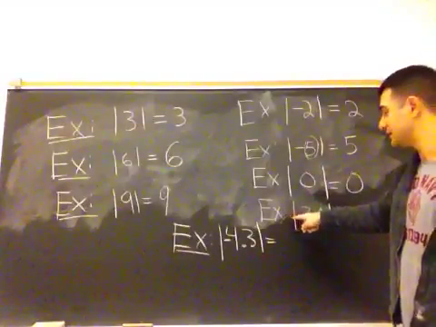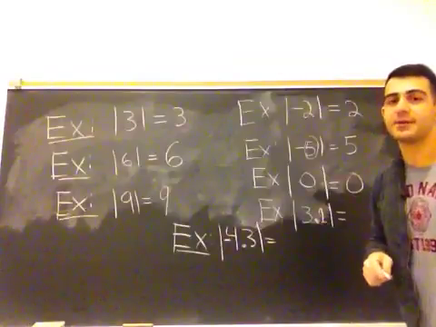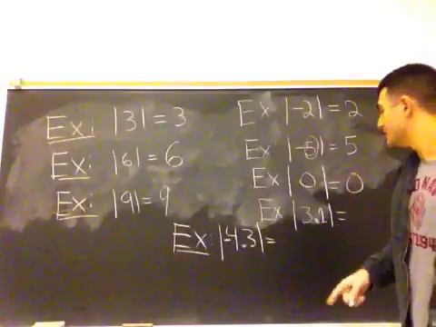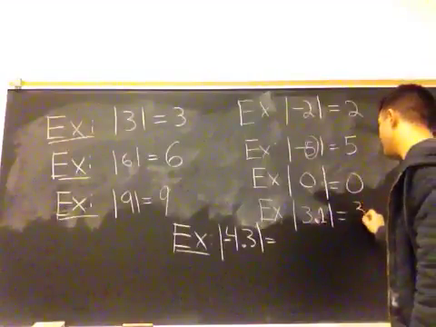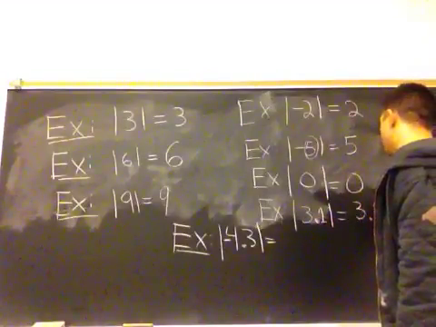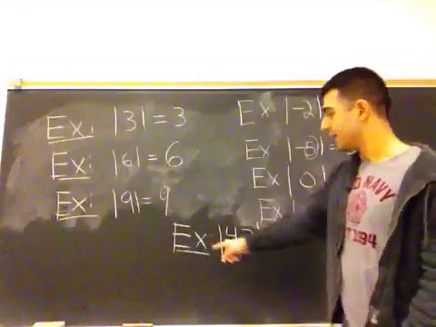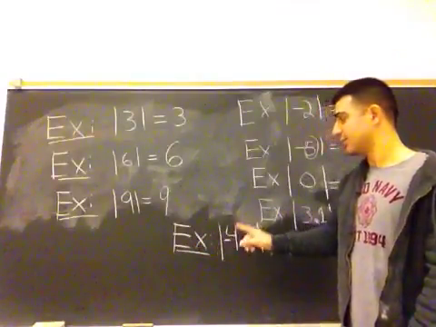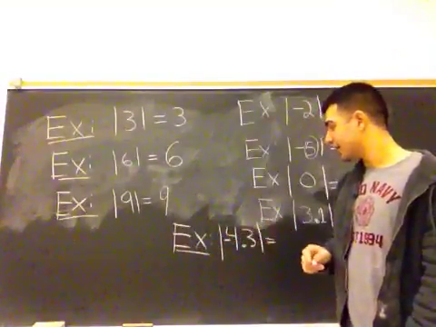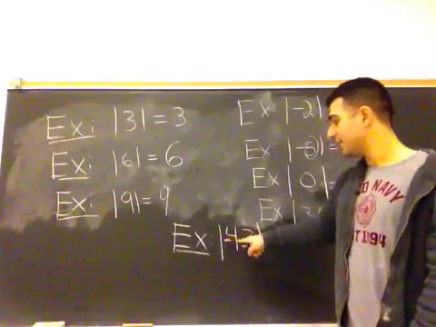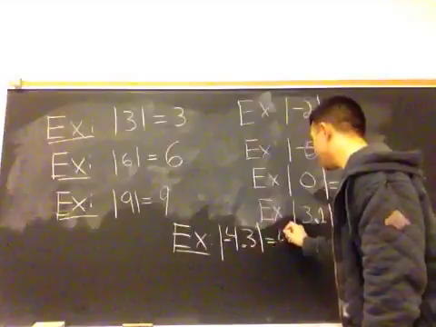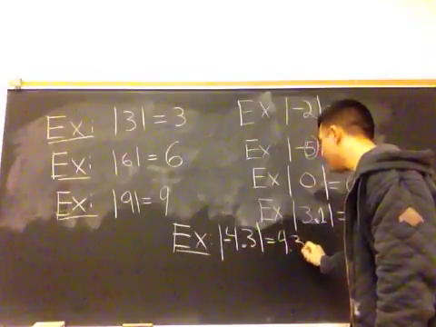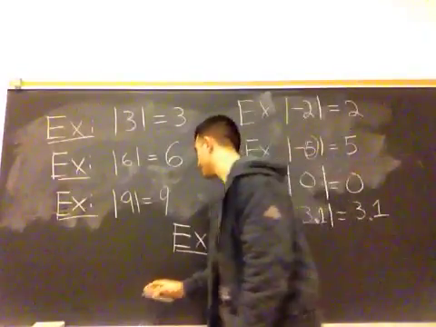Okay, the next example. What is the absolute value of 3.1? So we're only interested in the number. We're not interested in the sign. So that would be 3.1. Second last example. We'll do one more. What is the absolute value of -4.3? Again, we're only interested in the number. So that would be 4.3.